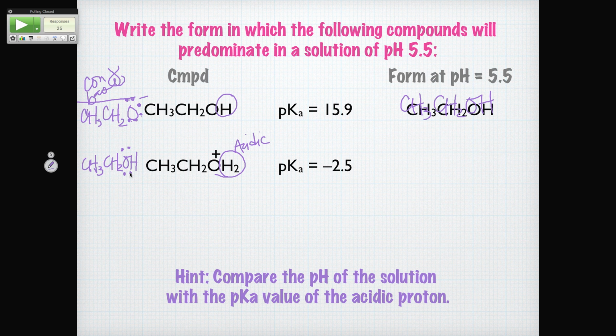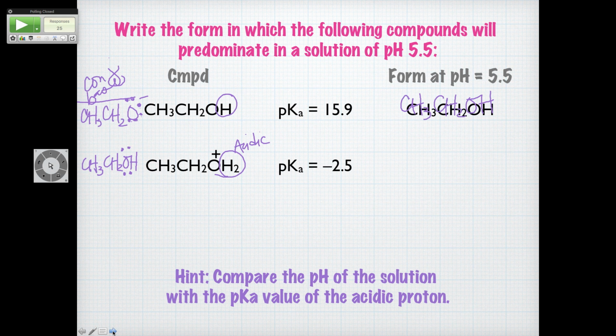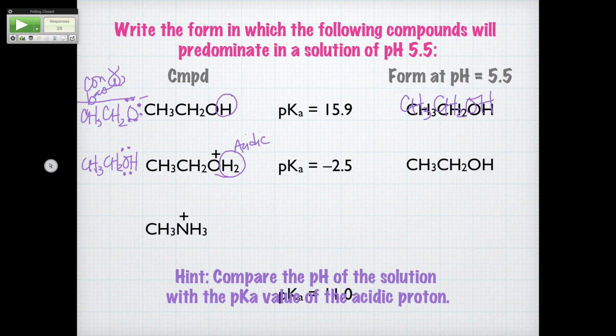Which is going to be which one? Yes. Okay, hang on. Let me make a... I'm pretty sure I put them all down. See how we got that? Are you with me? Okay. All right. What about this one? One has a pKa of 11. So what is going to be the conjugate base?